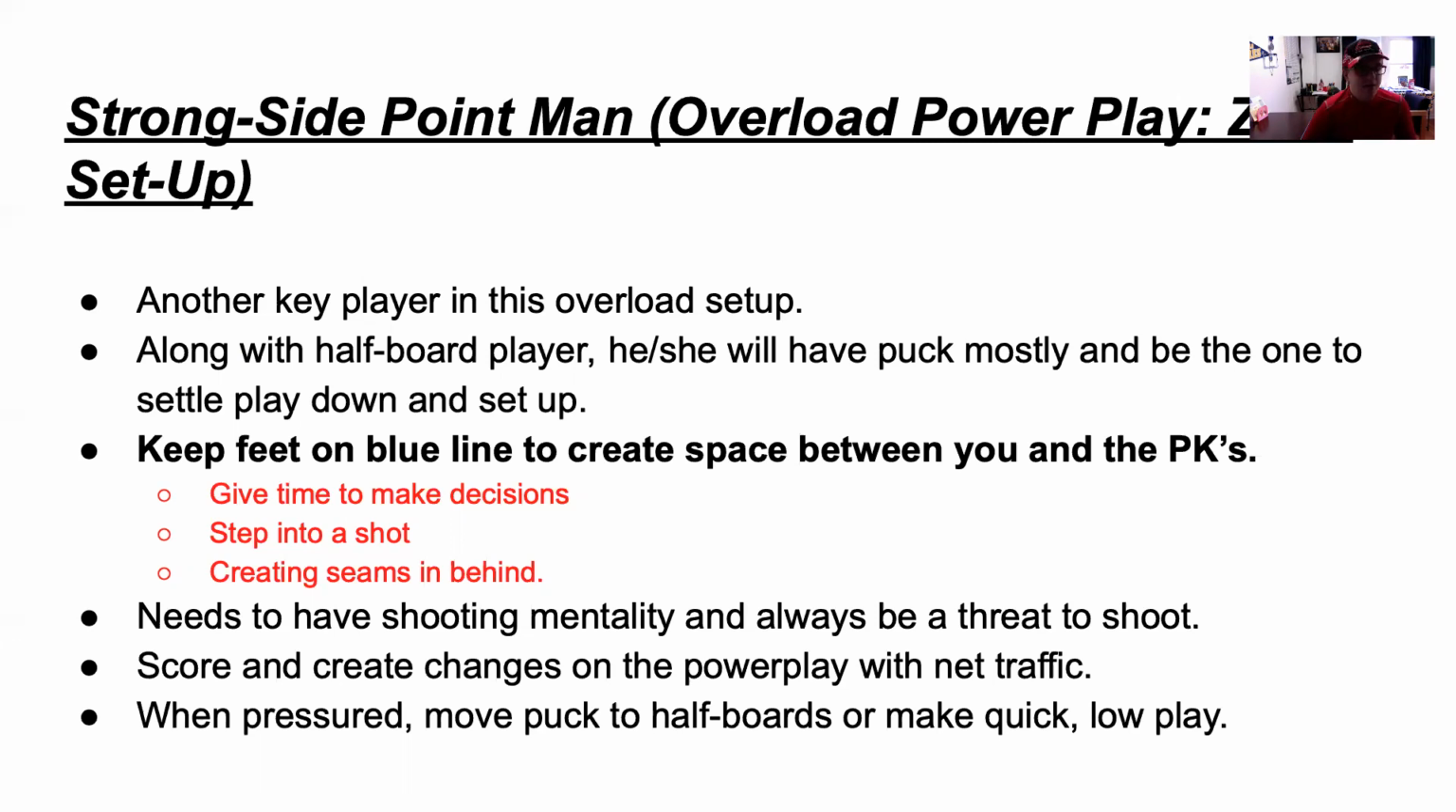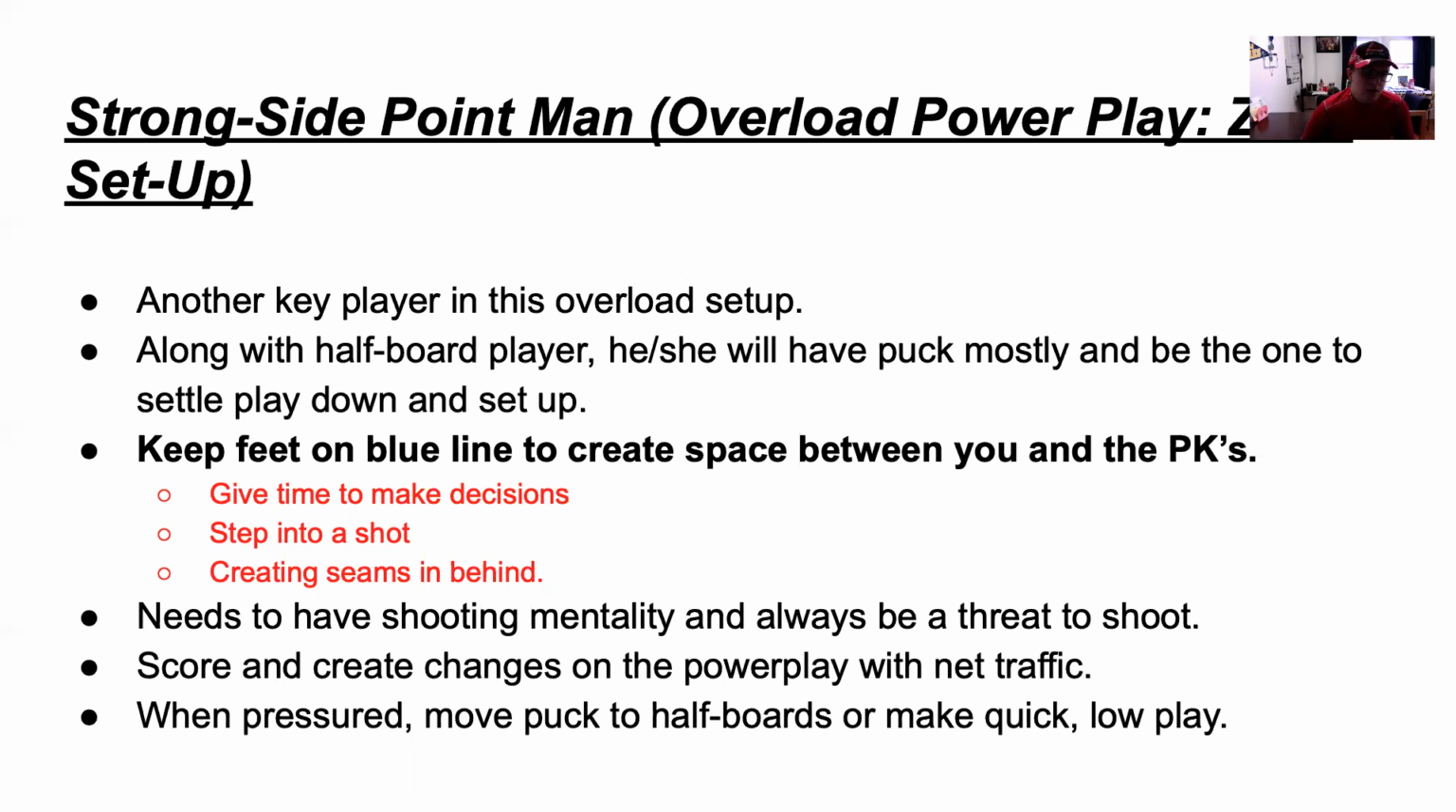The strong side point man always tries to score and create chances on the power play with net traffic. We always want to make sure we have someone in front of the net, because if the strong side point man shoots, the goalie is going to have a hard time seeing the puck. If we put it perfectly on the net or in an open space in the net, we can get that puck in. If it gets a rebound, somebody's there. We just have to make sure we don't hit the goalie, because that will not be called a goal, and we can get called for goaltender interference.